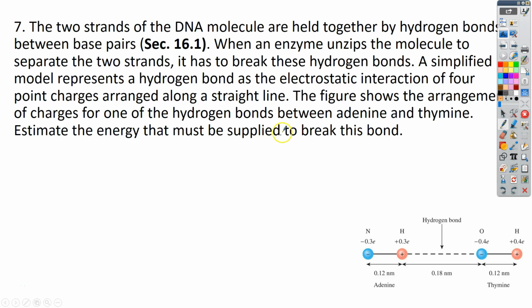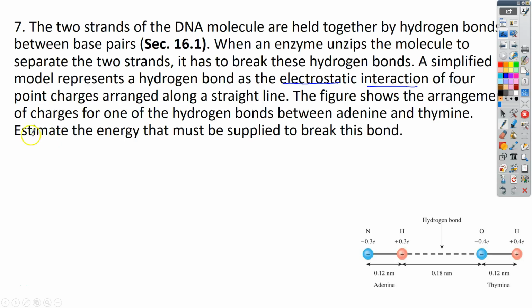All right, let's take a look at number 7. This is one that deals with biology. So we have a hydrogen bond in a DNA molecule, and that hydrogen bond is actually an electrostatic interaction of 4-point charges along a straight line. So they want us to estimate the energy that must be supplied to break this bond.